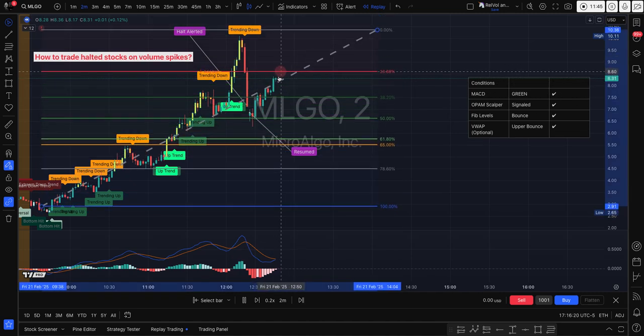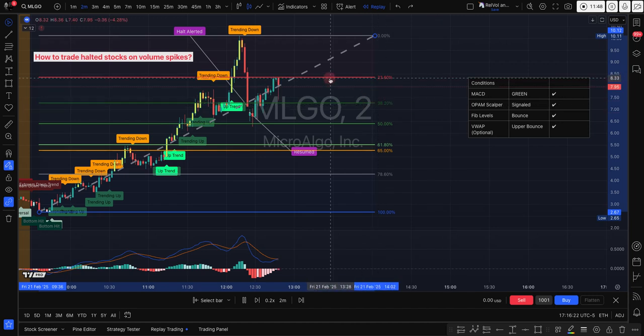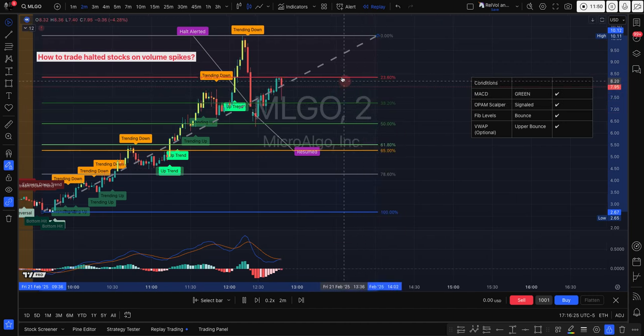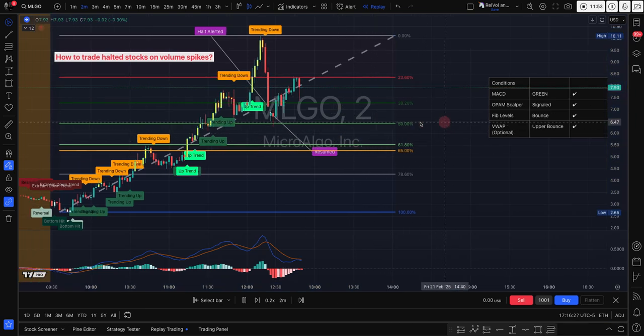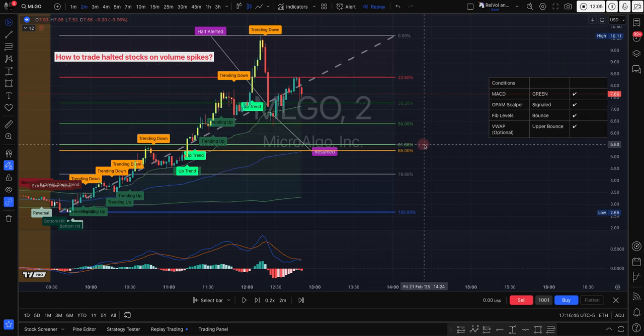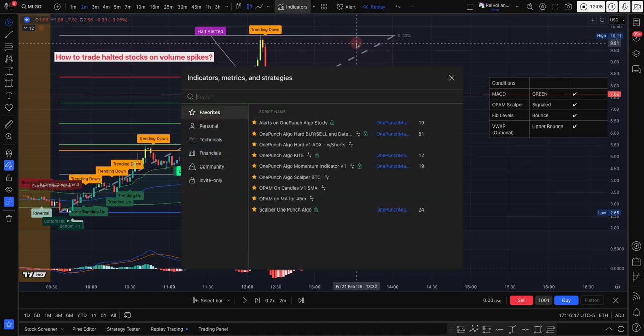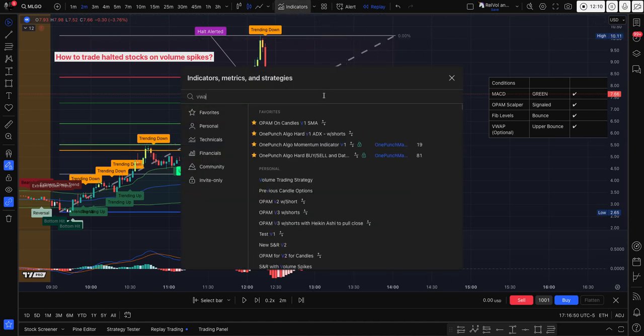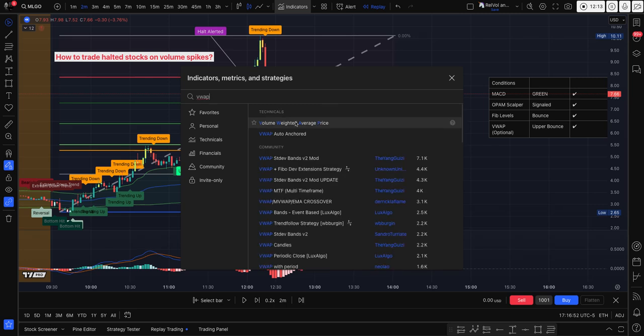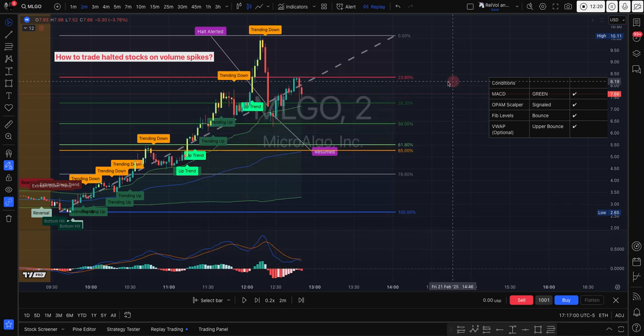Let's see if it. Oh, let me lock it now. Yeah, it doesn't move now. All right. If you want, let me put the VWAP on as well, just to see how it respects the VWAP areas. You can basically add the VWAP from the technical indicators, which is a free indicator. VWAP means volume weighted average price, so that's there.